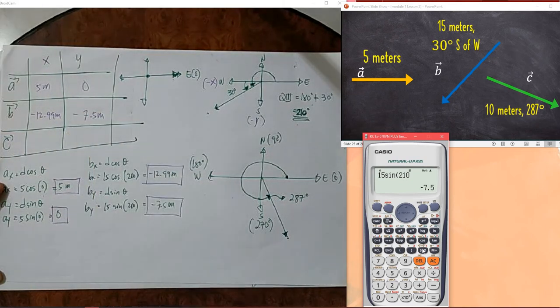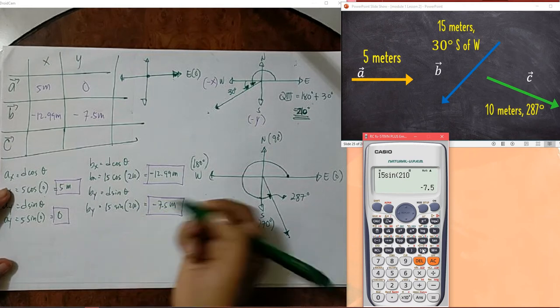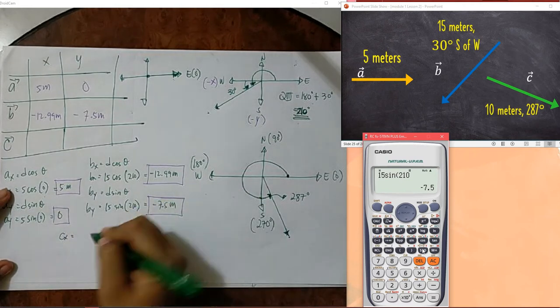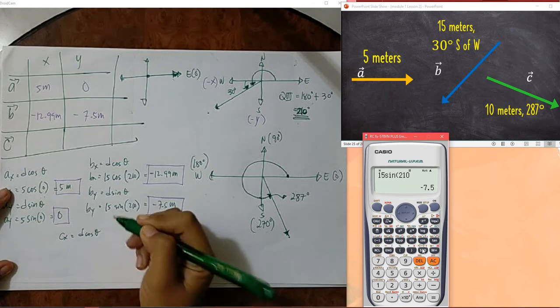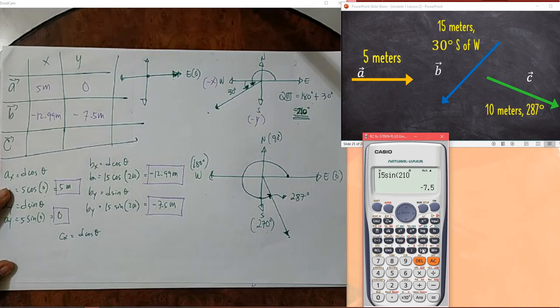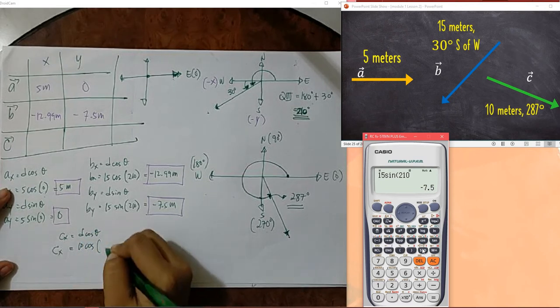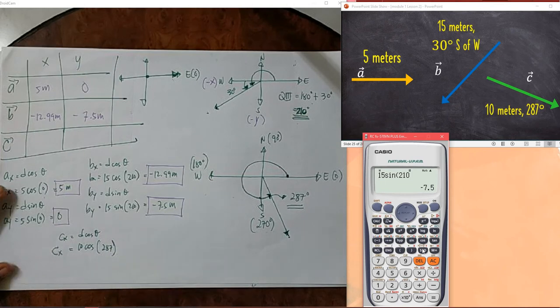Okay, now let's do that. We have c sub x, so d cosine theta. What angle will we use again? This is the 287 degrees. So, c sub x is 10 cosine 287 degrees. Let us solve it using our calculator here. 10 cosine 287 is equal to, let me repeat, 10 cosine 287, that is 2.93 meters.